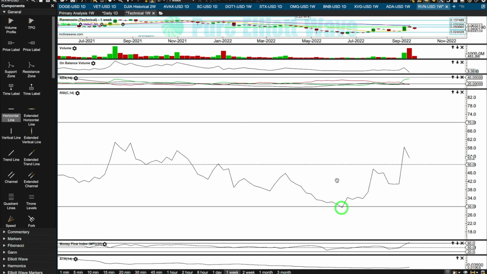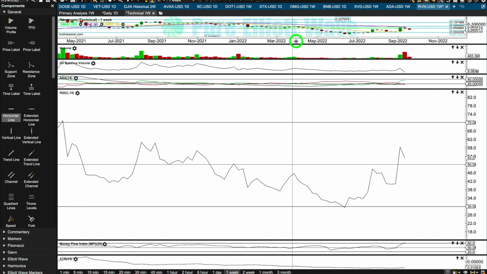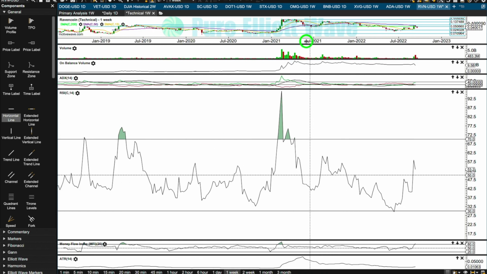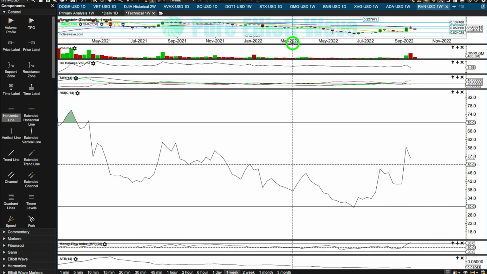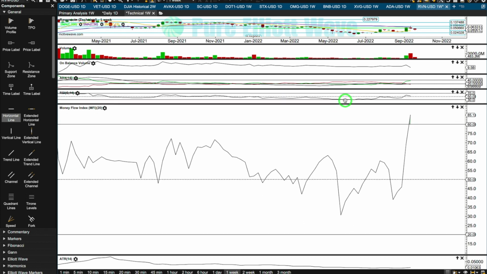RSI at this low here, after the low, reached oversold at the weekly chart level. Has that happened before? Let's just quickly squish this up. No, that's the first time RSI has reached oversold. I'm going to take that as very bullish. This downward movement here is extremely oversold. So that may well be associated with a sustained low. Money flow index at the low here.